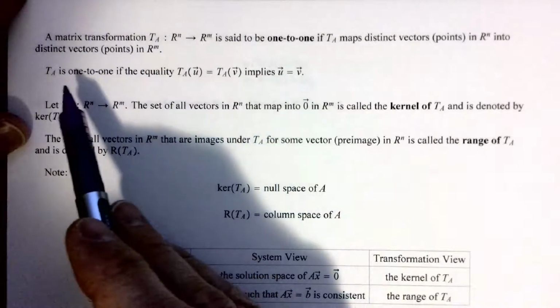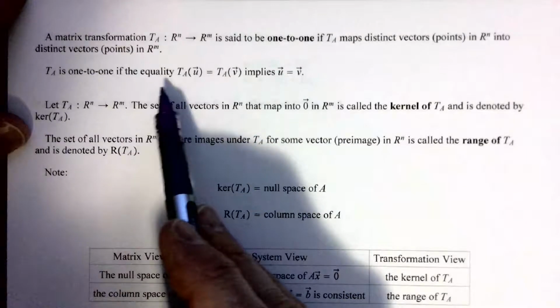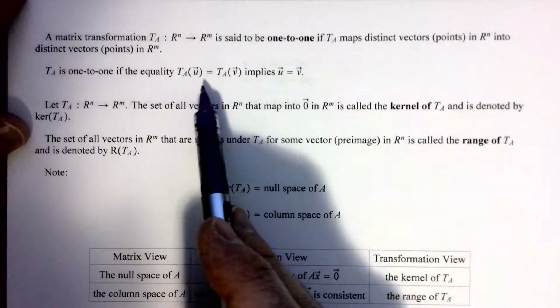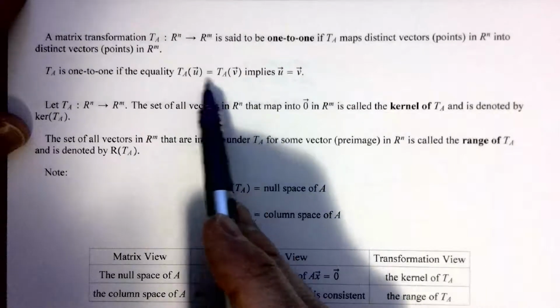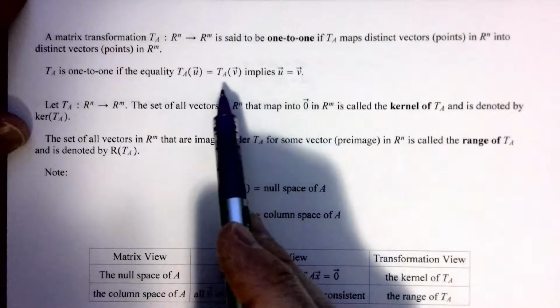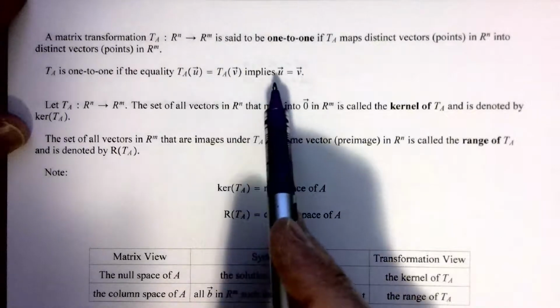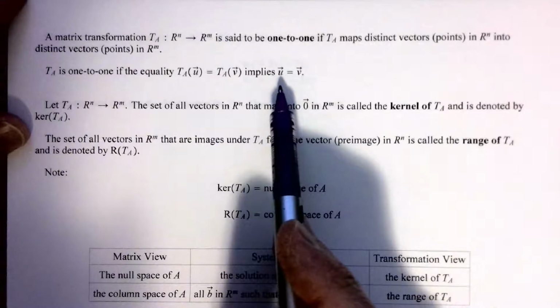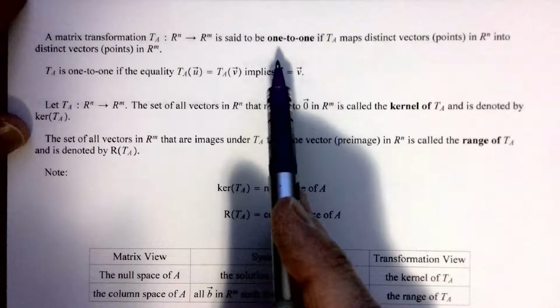Another way of saying TA is one-to-one is if the images under the transformation are equal, then the corresponding pre-images, or the inputs, if you will, those vectors have to be equal. So I can't get the same image with two different vectors if it is one-to-one. Okay.